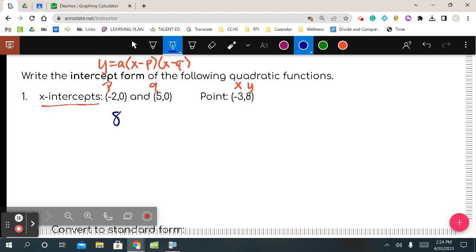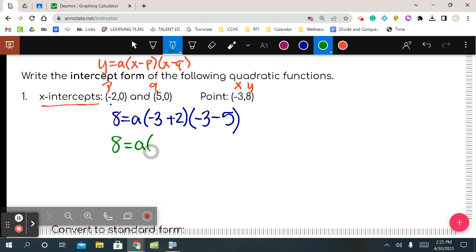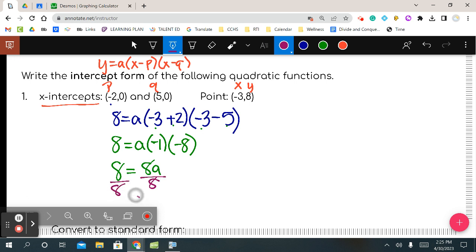So I'm going to plug those in. 8 equals, we don't know our a, x minus a p. Since it's -2, it's going to become +2. And then my x minus my q, which is 5. Simplify this. You're going to keep your a in front. -3 and 2 is going to be -1. And -3 minus 5 is going to be -8. So you're going to get 8 equals 8a. Divide by 8. A is going to equal 1.